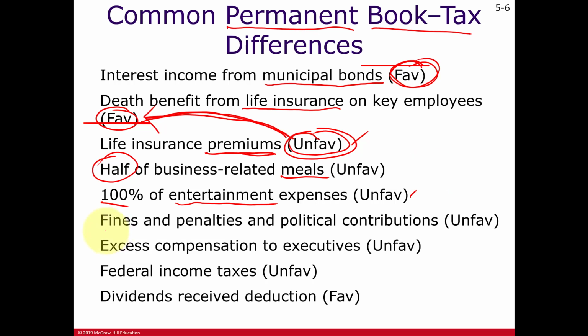And nothing changed here in the case of government fines and penalties and political contributions. It shows up as an expense on the income statement, but not deductible on the tax return. Excess compensation. I'm not sure if our textbook talked about this, but certain public corporations, when they pay their top 3 or 4 executives more than $1 million per year, that excess is non-deductible on the tax return. Still expensed on the income statement, but the excess non-deductible on the tax return, increasing the taxes for the corporation.